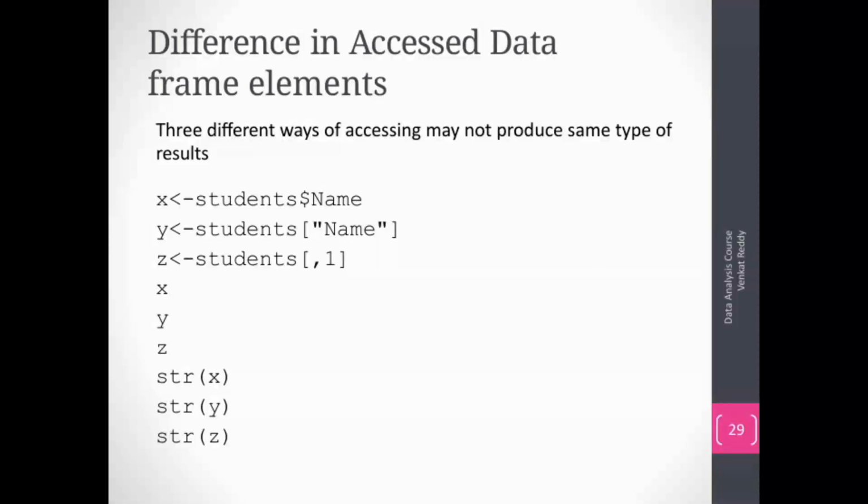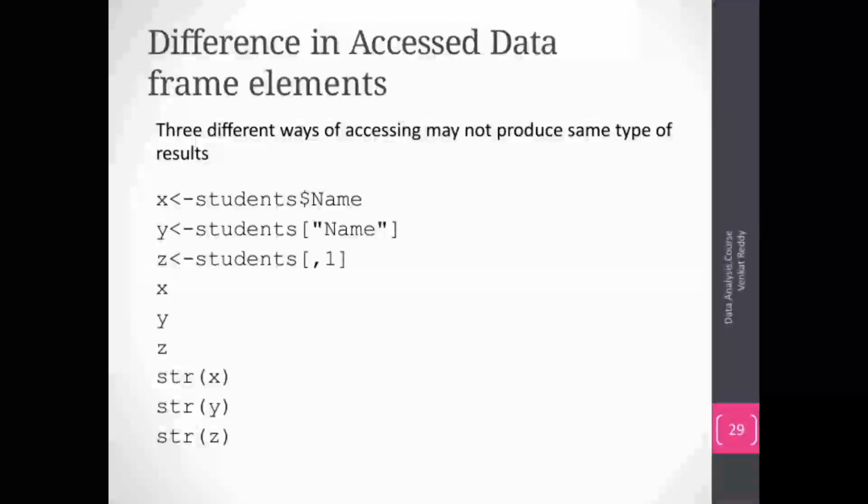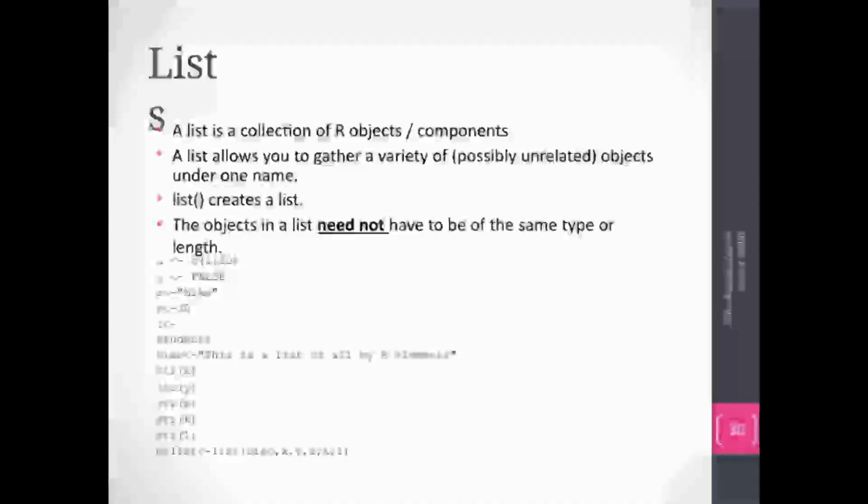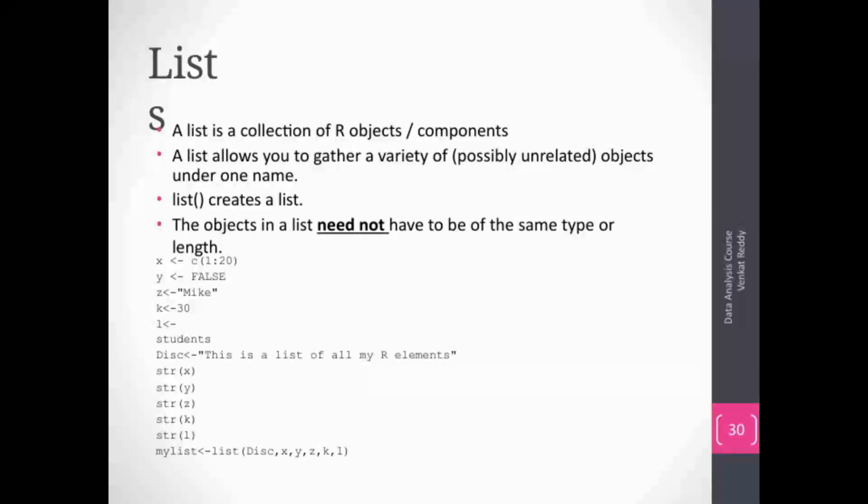Welcome to slide 30 of the data analysis course. Here, we're exploring lists in R. First, we define some objects. x is a vector from 1 to 20, y is a logical FALSE, z is a character string "Mike", k is the number 30, and l represents a variable called students. We also create a description string, desc, which says this is a list of all my R elements. Next, we use the str function to examine the structure of each object: x, y, z, k, and l. This helps us understand their internal structure, types, and contents.